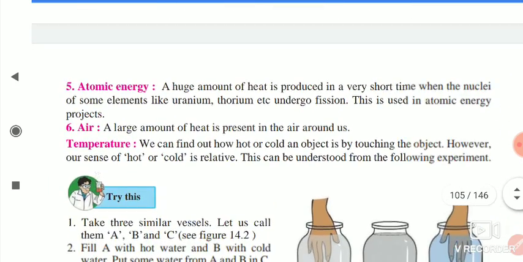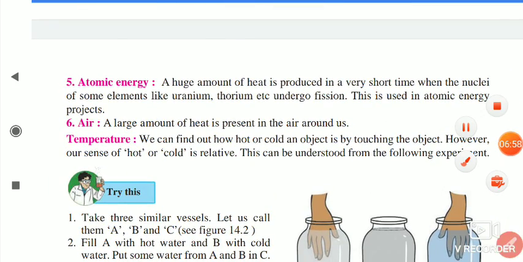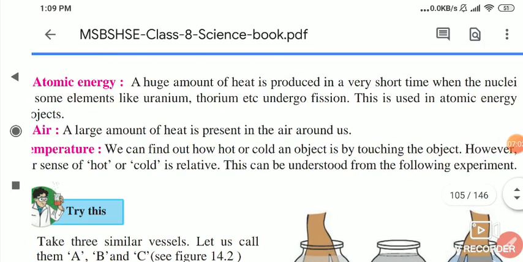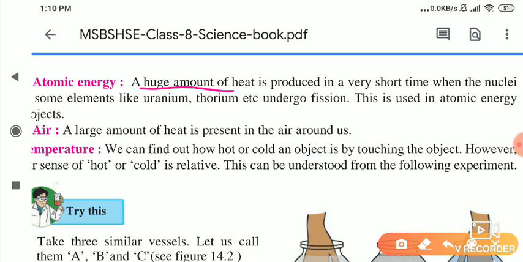Now the next point is the fifth, and here it is the atomic energy. A huge amount of heat is produced in a very short time. To produce atomic energy, uranium, strontium, these types of chemical substances are used. They are highly unstable, and when their nuclei fuse, they produce the energy, atomic energy we can say. So here a huge amount of heat is produced in very short time.